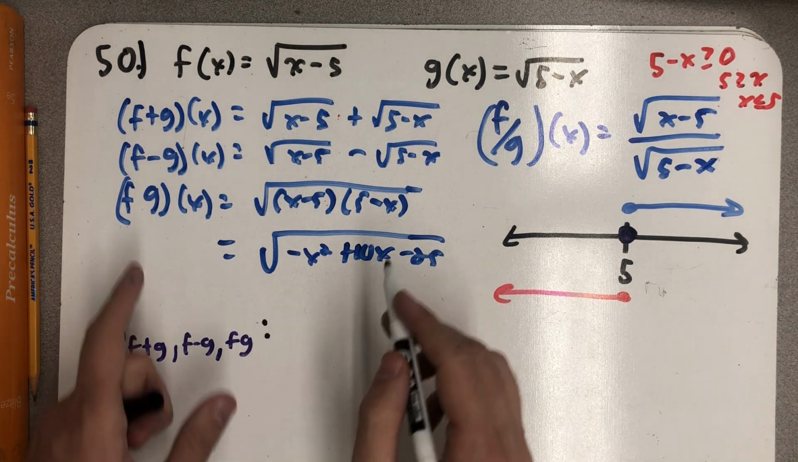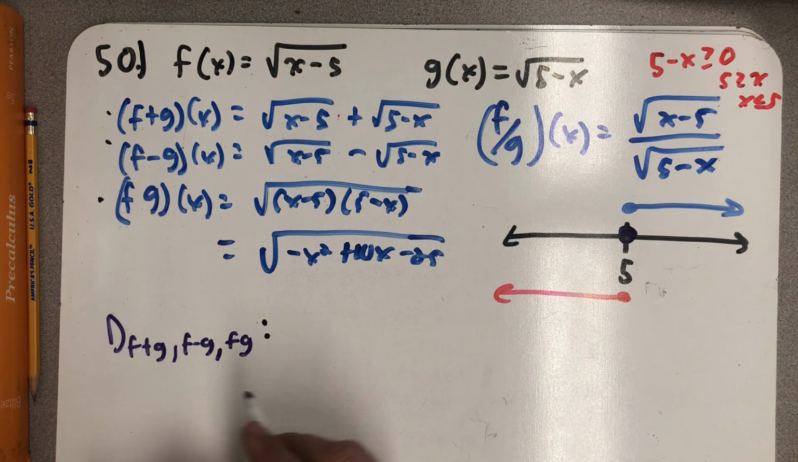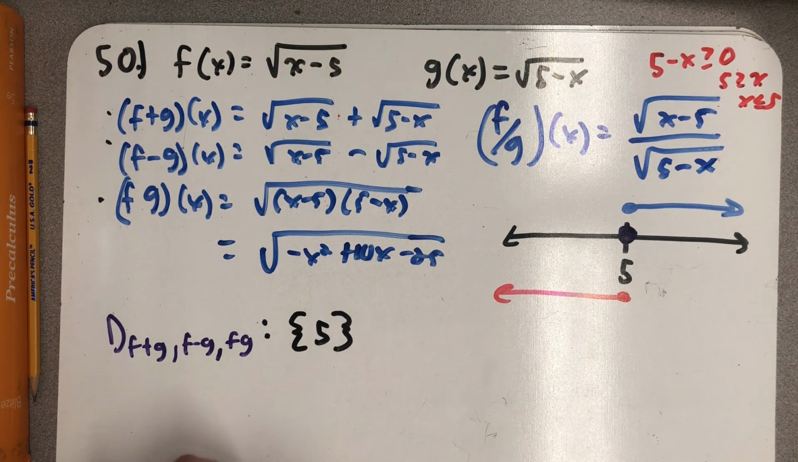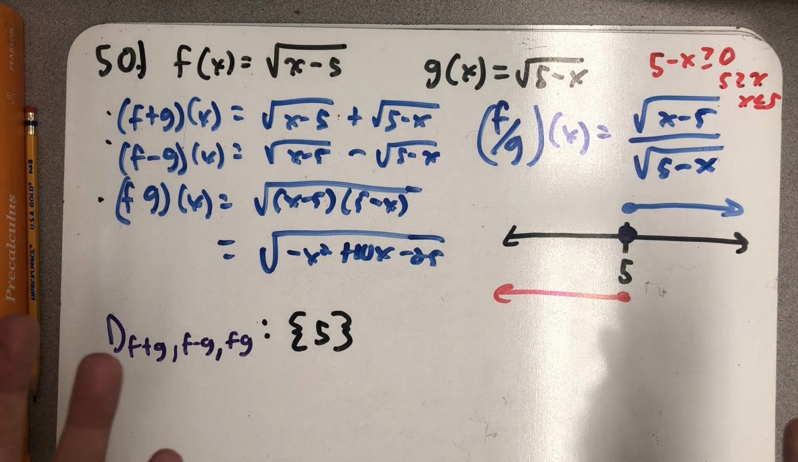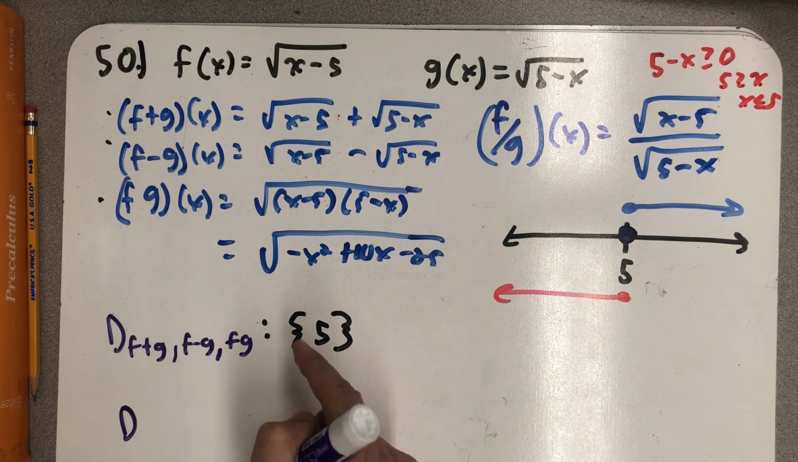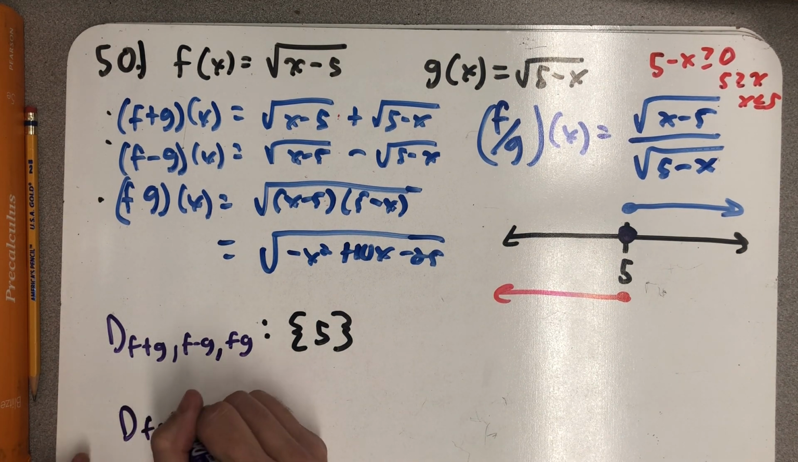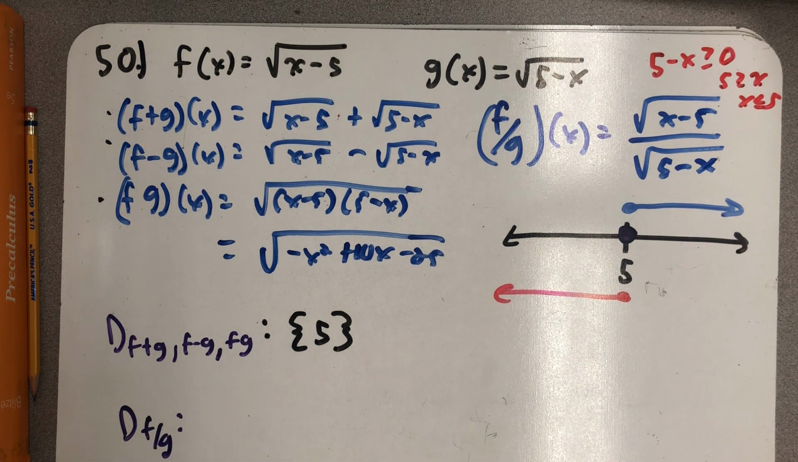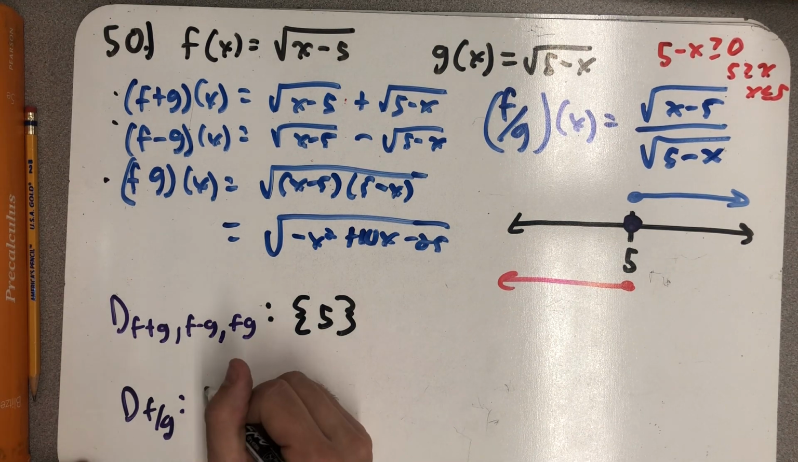The domain of these three functions is just the number 5. It's the only number I'm actually allowed to plug into all of them. And that is amazing. I only get one point in that domain. I go to find the domain of f over g, and I know it's either this or I have to take a point away. I can't plug 5 in here because I would get 0. There's literally nothing in this domain.